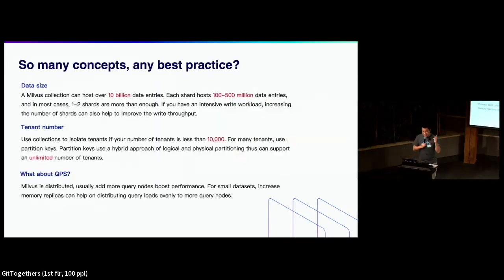So here's a best practice. We can definitely hold 10 billion data in one collection. And so far as I know, our largest deployment is around 20 billion per collection. So you definitely have to split into shards. Each shard is usually going to be 500 million. If you're trying to build multi-tenant apps and you have fewer than 10K tenants, simply do it by collections, so you have better control.